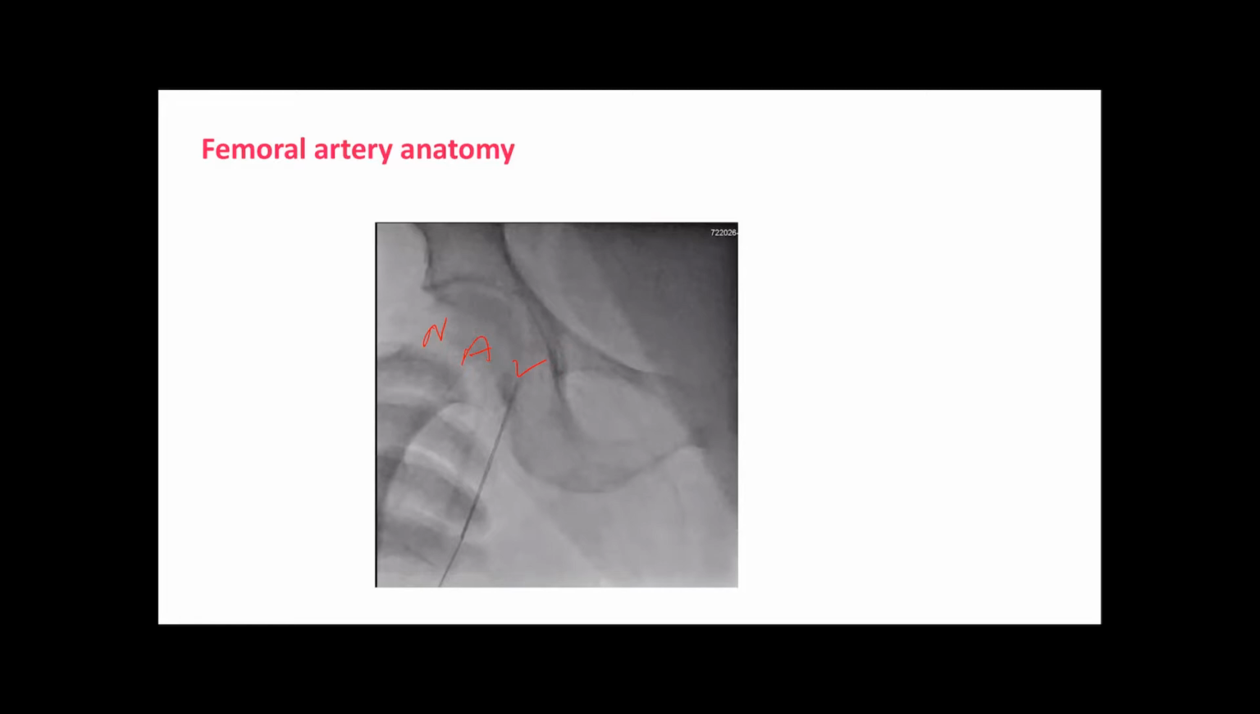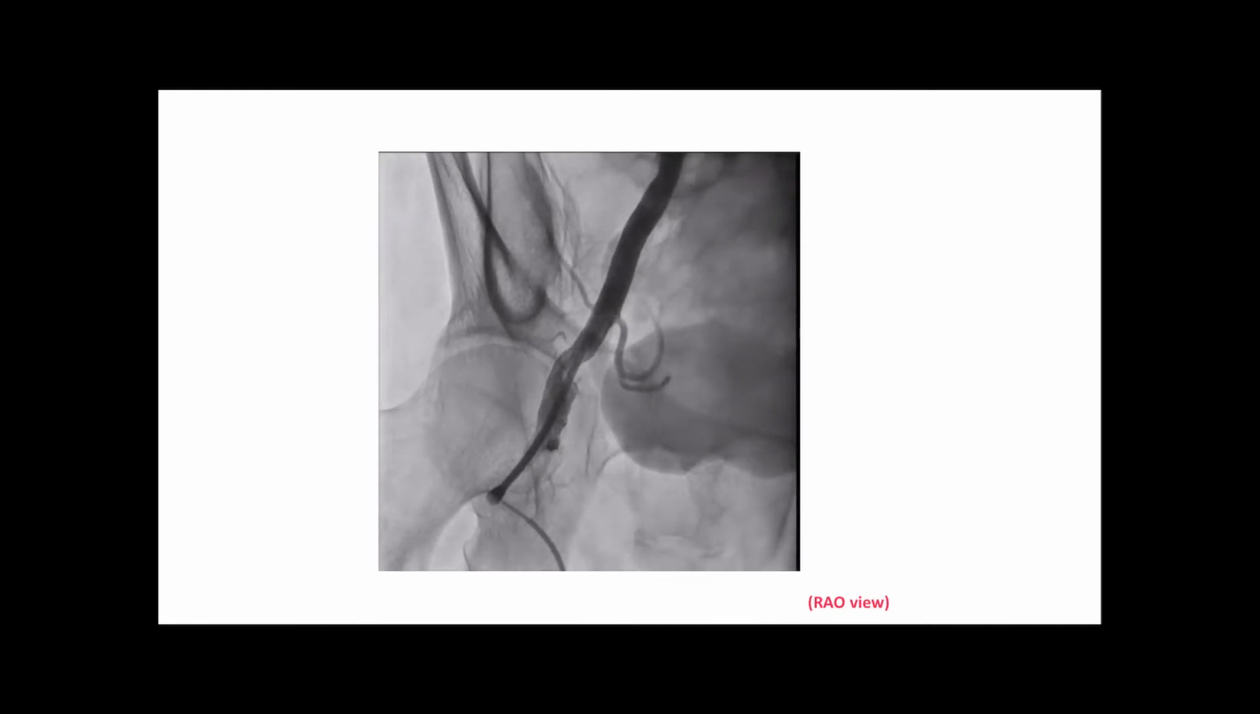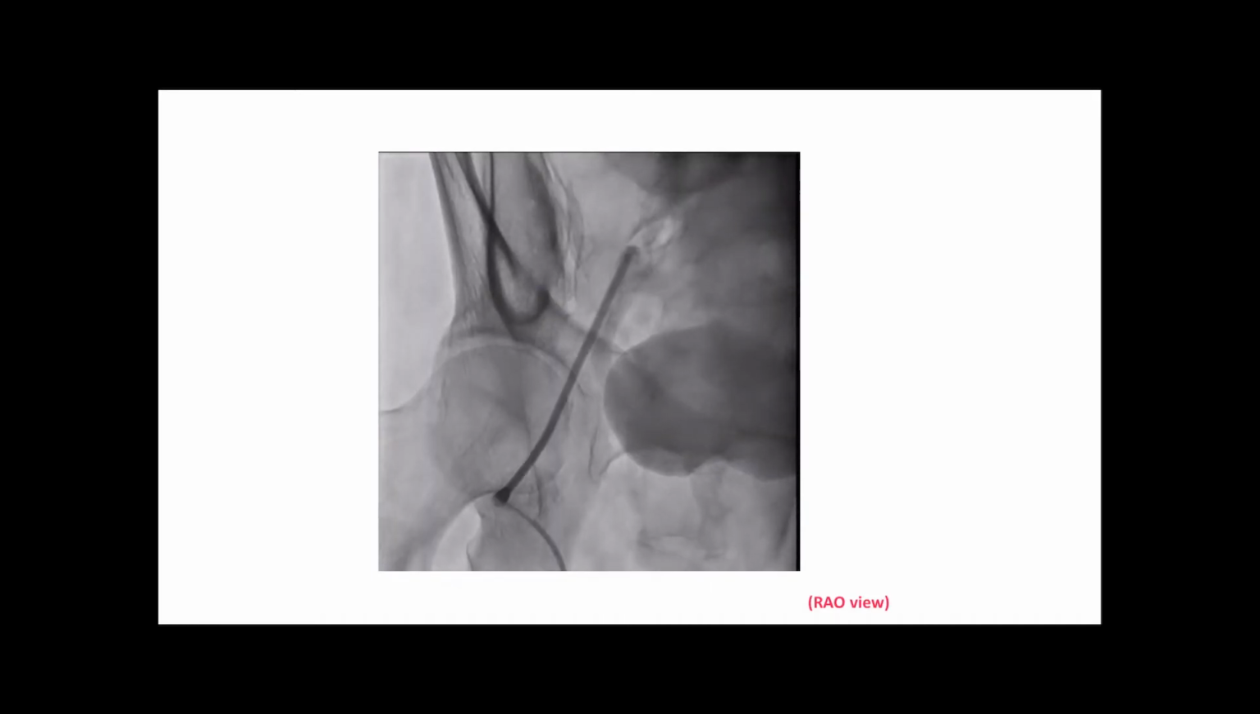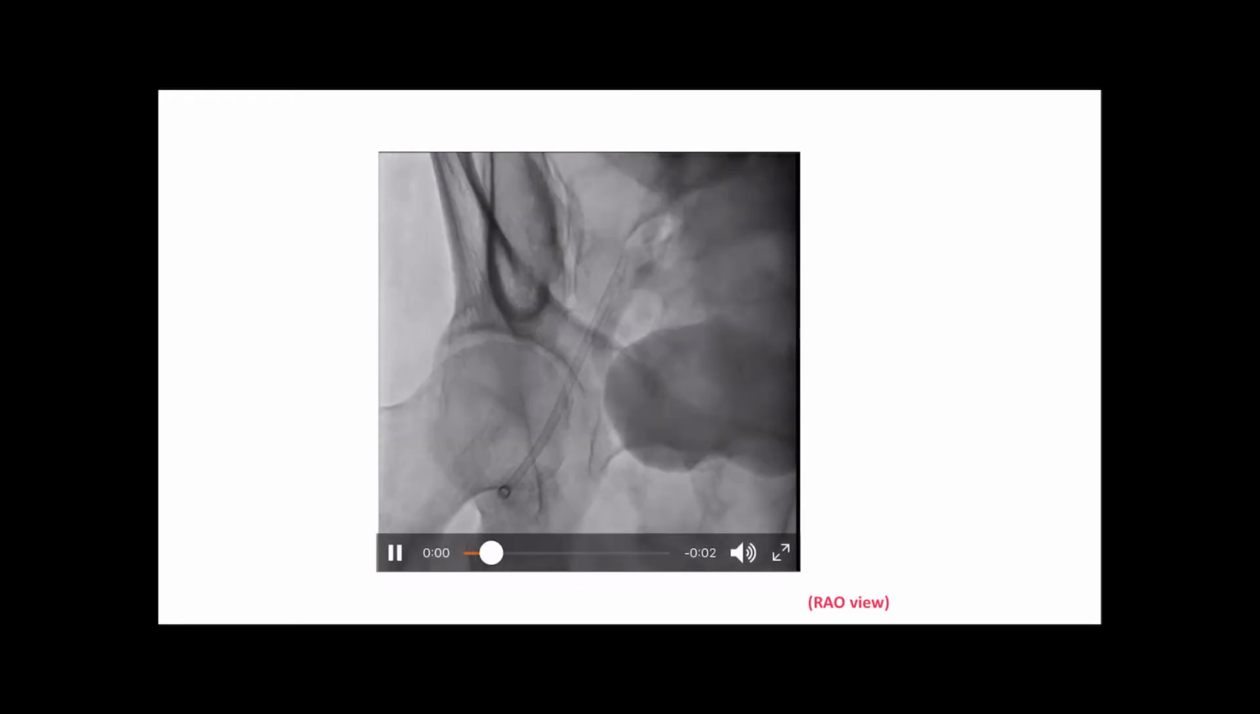And if you see further, this is an angiogram, a local angiogram of the femoral artery at the level of the head of the femur. And you can very well see here, if I pause it here, the various branches.